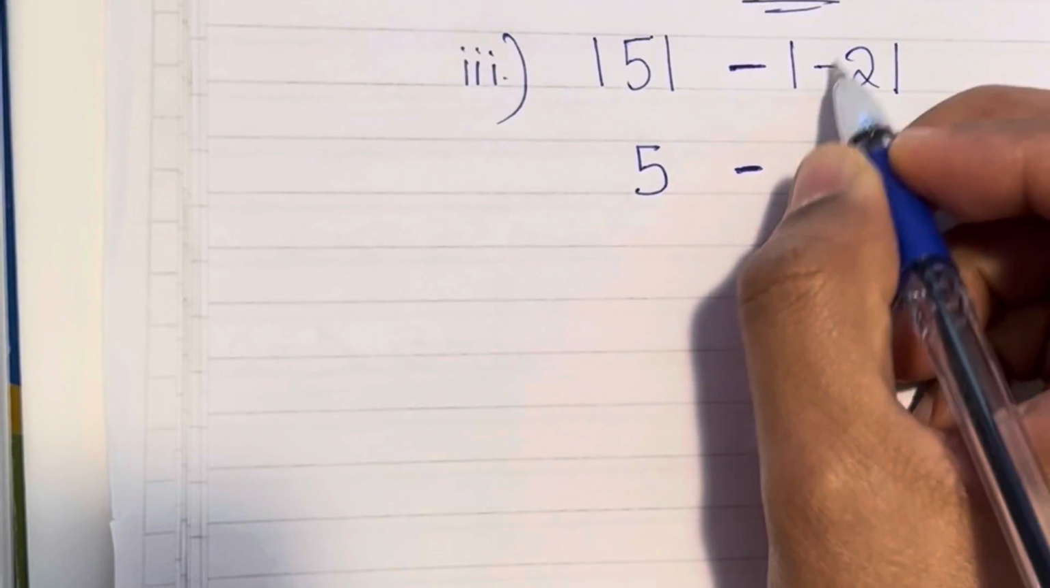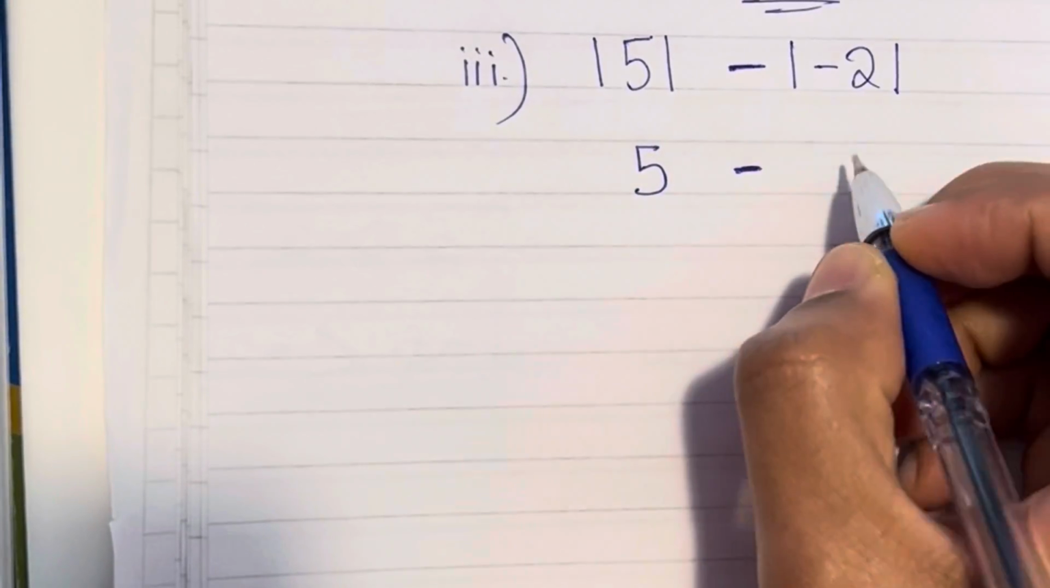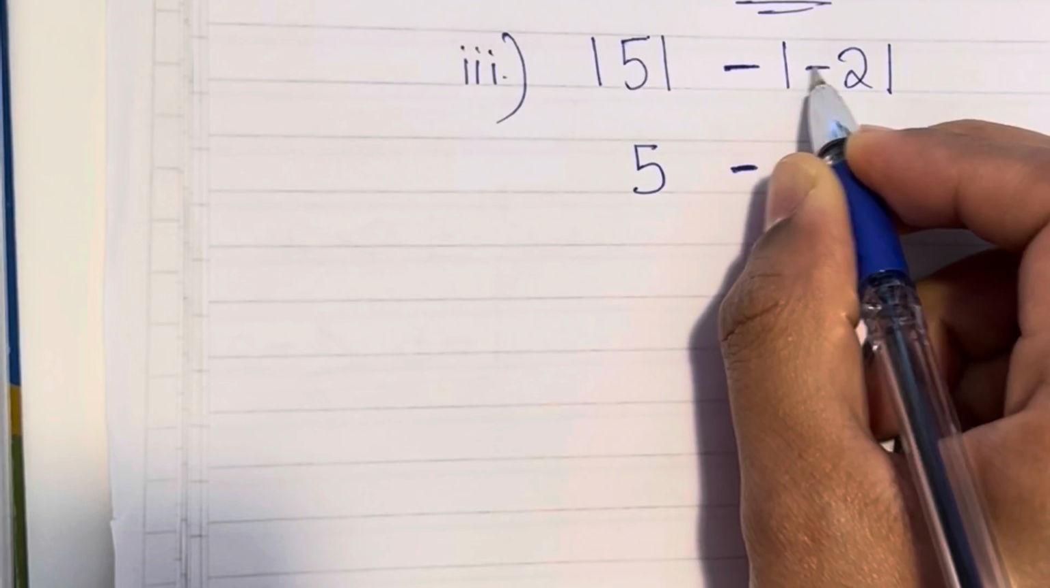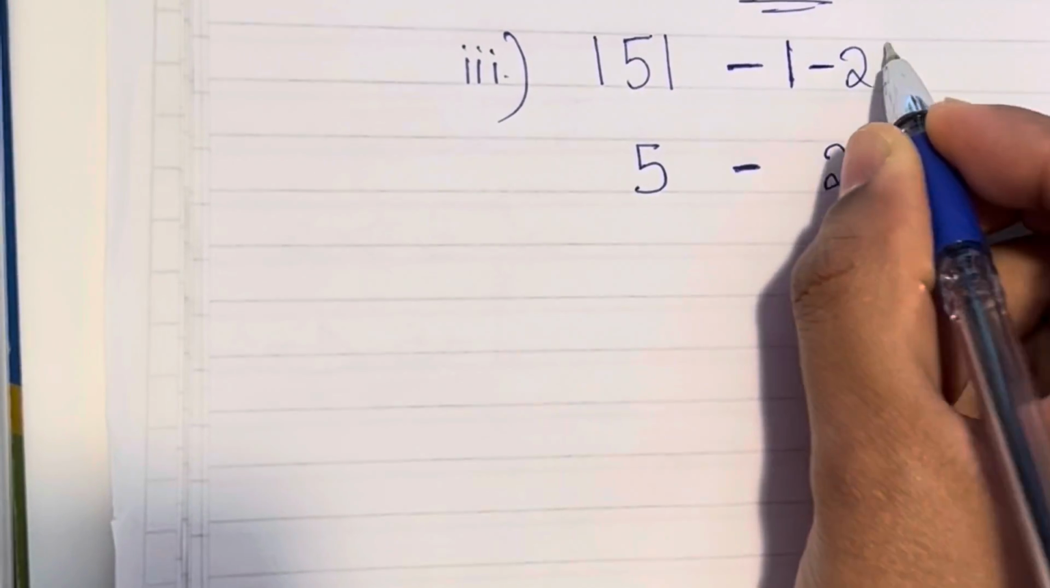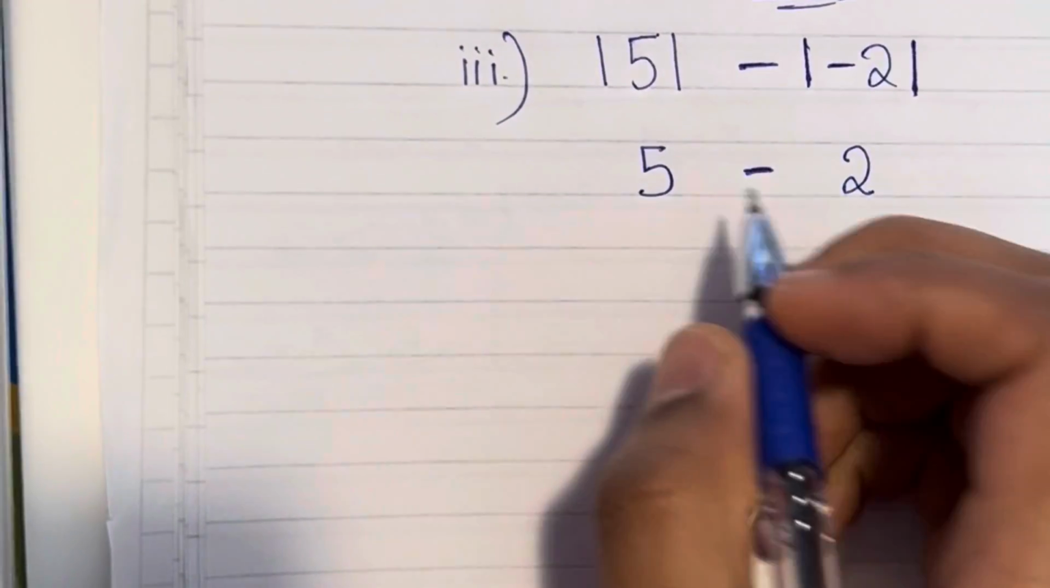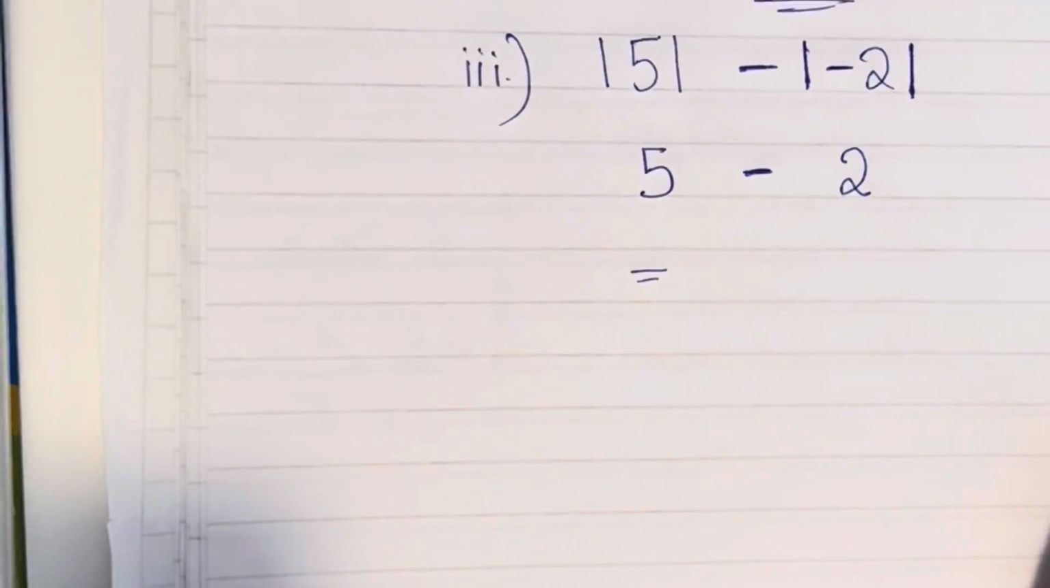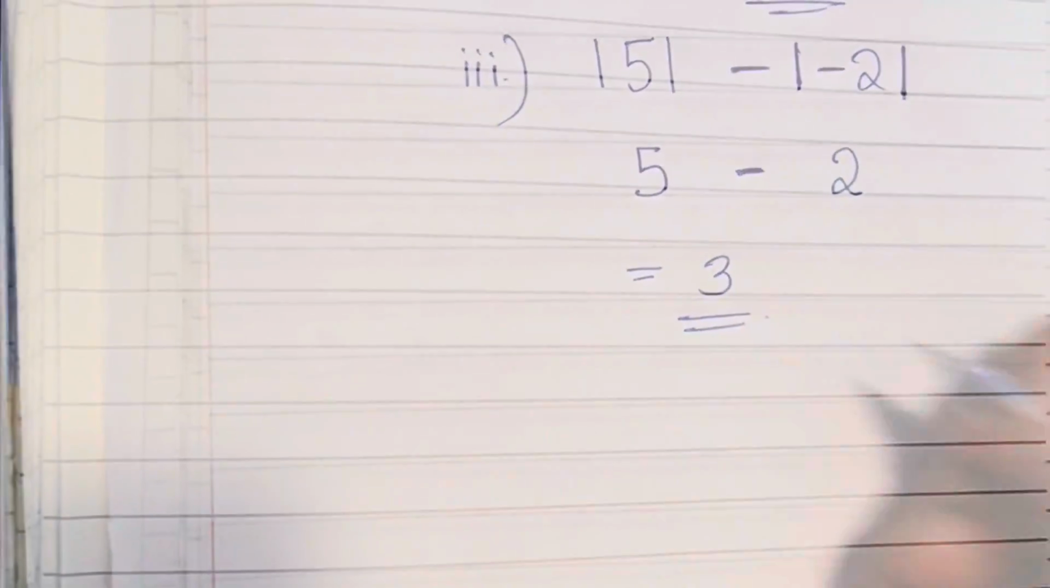Now modulus of minus 2, the absolute value of minus 2, is 2 itself. Okay, we're not considering the negative sign if it is inside the modulus sign. Okay, so now 5 minus 2, it's simply 3. Got it?